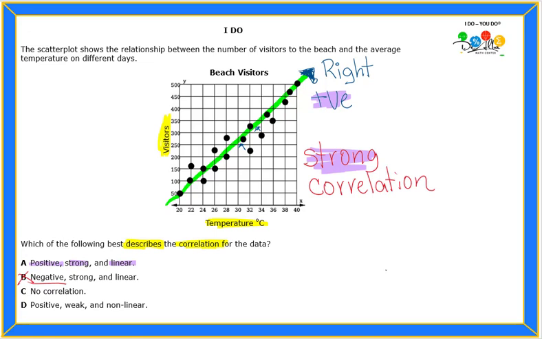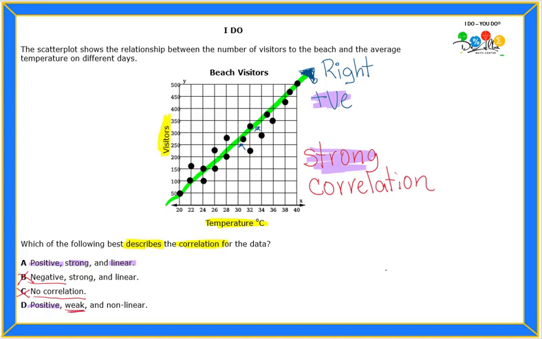Letter C says no correlation. No correlation would be when my points are all over the place. So no, that's not right. And letter D says positive, but it says weak. And weak, well, we do know that it's positive, but I know that it's not weak because I do see that most of my points are very close to the line.